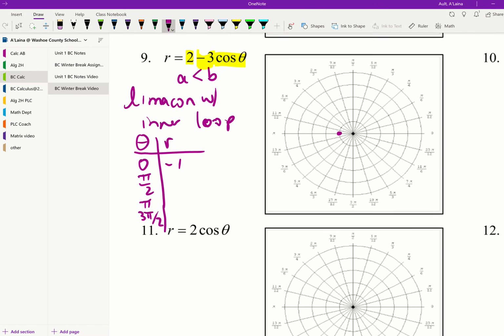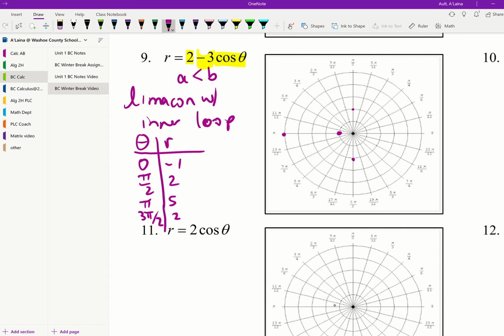Pi over 2, cosine zeroes out, so 2 minus 0 is 2. At pi, cosine of pi is -1, so this would end up being a 5. 3 pi over 2, cosine zeroes out. So in the direction of pi, I'll move 5. 1, 2, 3, 4, 5. And 3 pi over 2 is 2. Oh, this one's also 2.